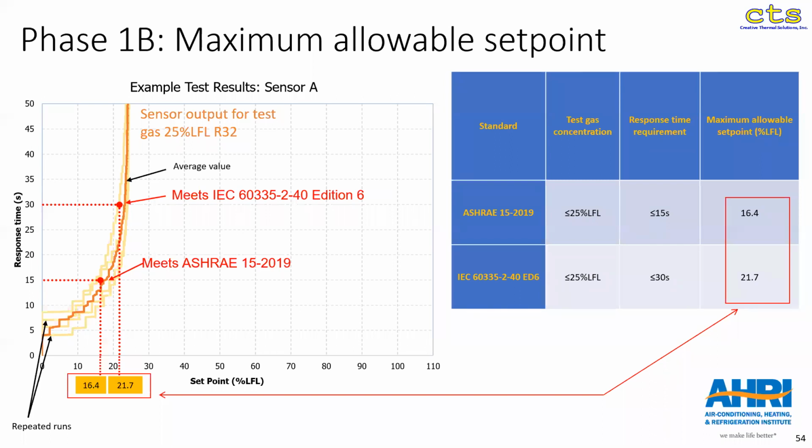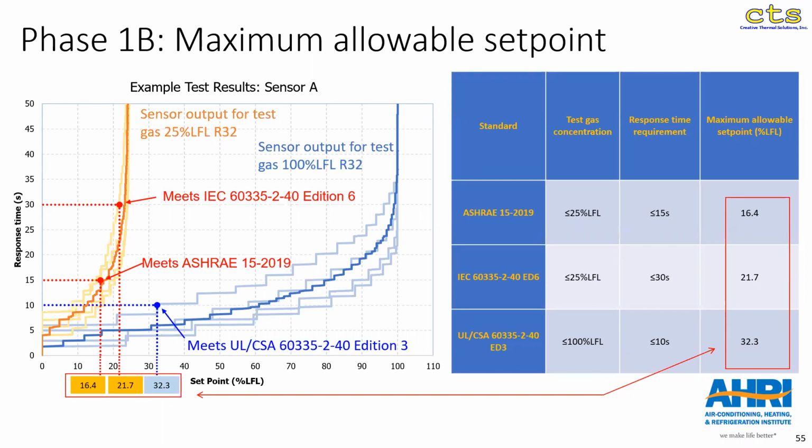Next, please. You see that if we add another standard, here UL 2-40, which requires a different test gas concentration, here all shown in blue, it is 100% LFL. You see the time requirement is even stricter at 10 seconds, which means the resulting maximum allowable set point has increased to 32.3% LFL in order to meet these requirements. So this just shows that depending on which standard you follow, there are different maximum allowable set points. Next, please.